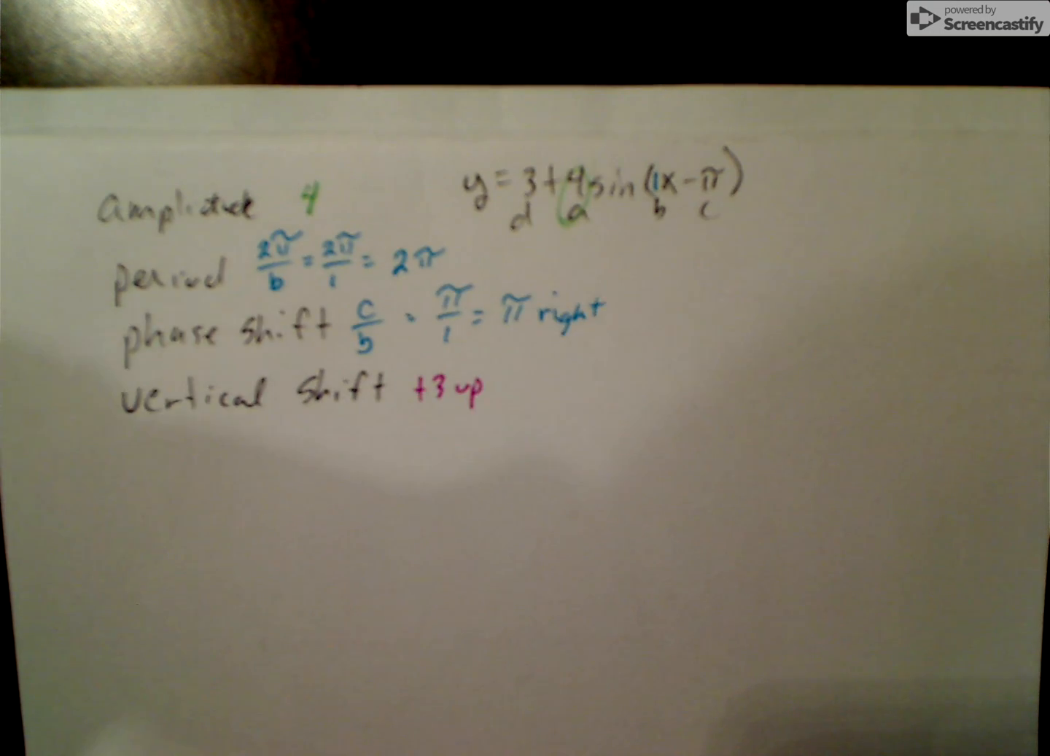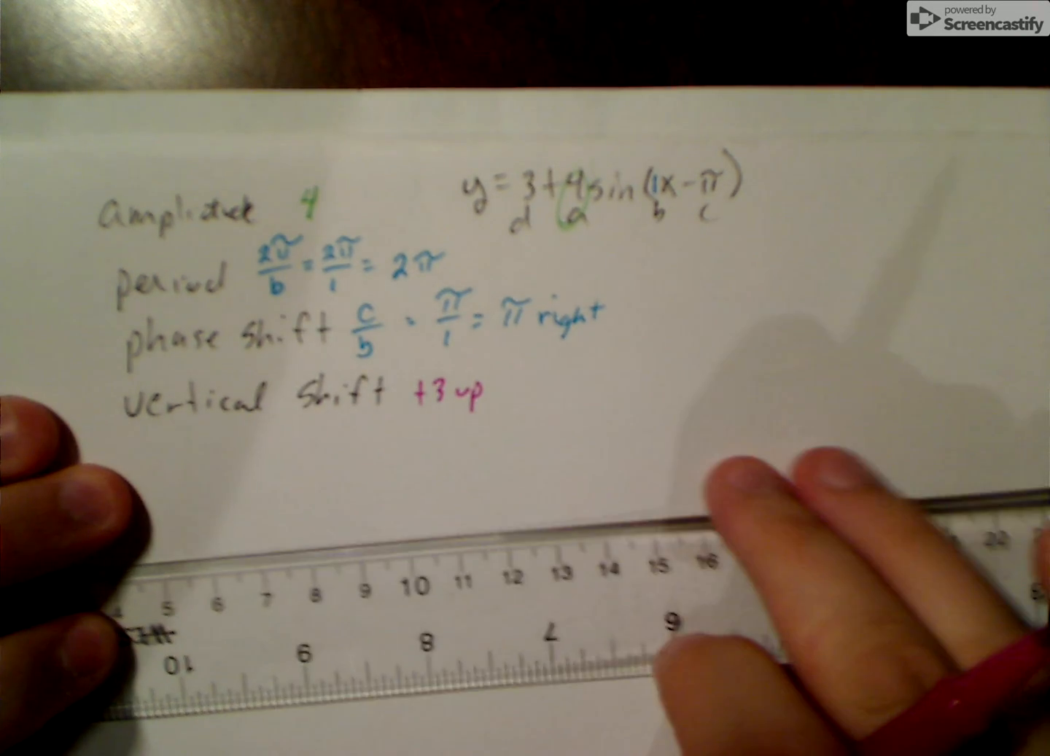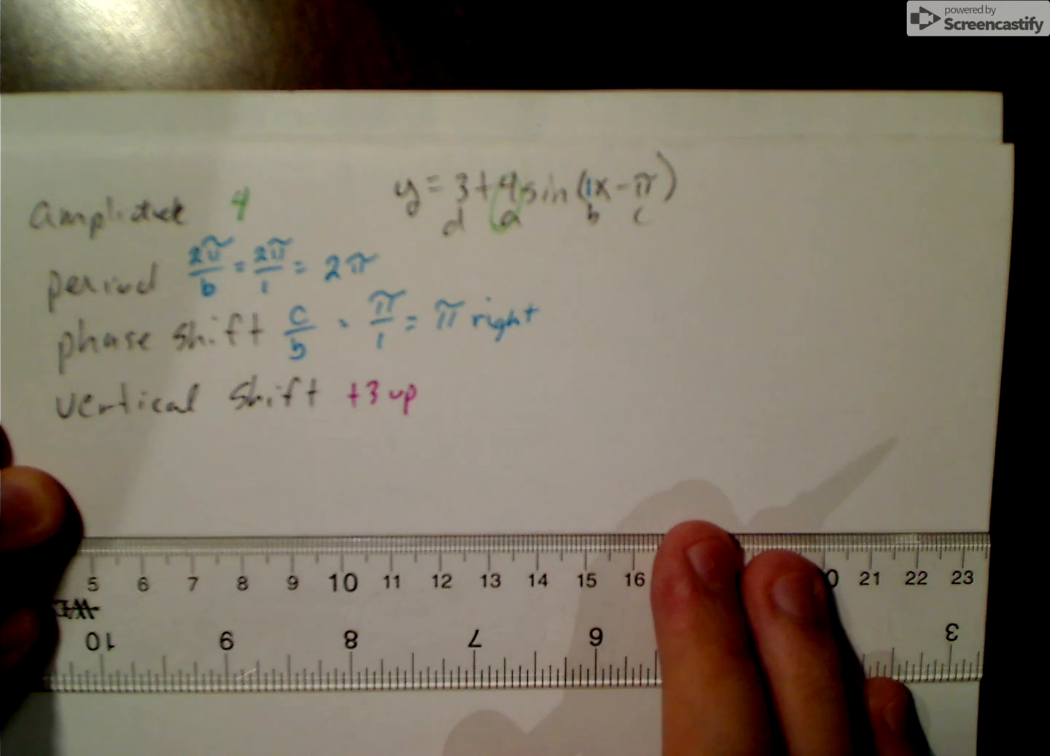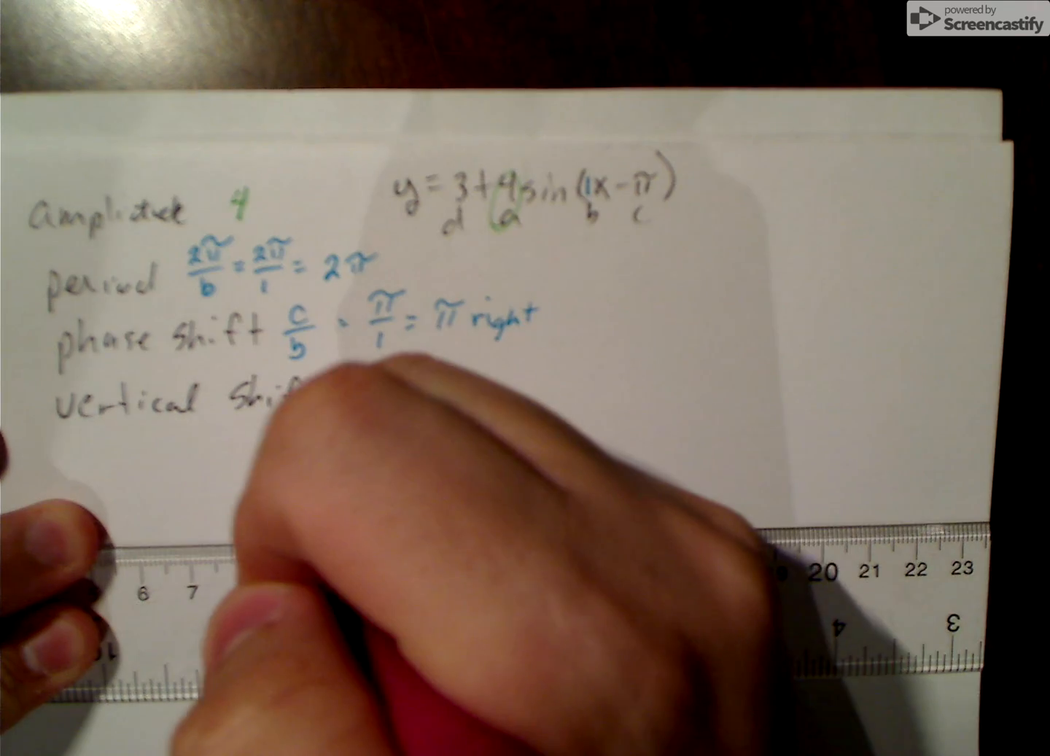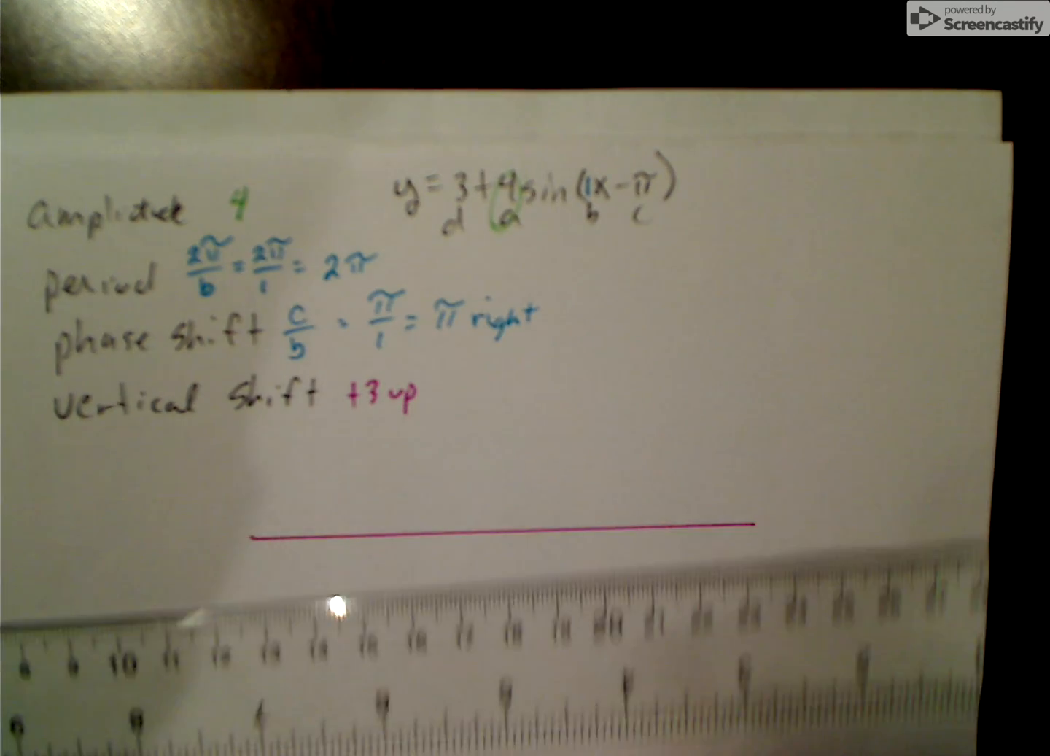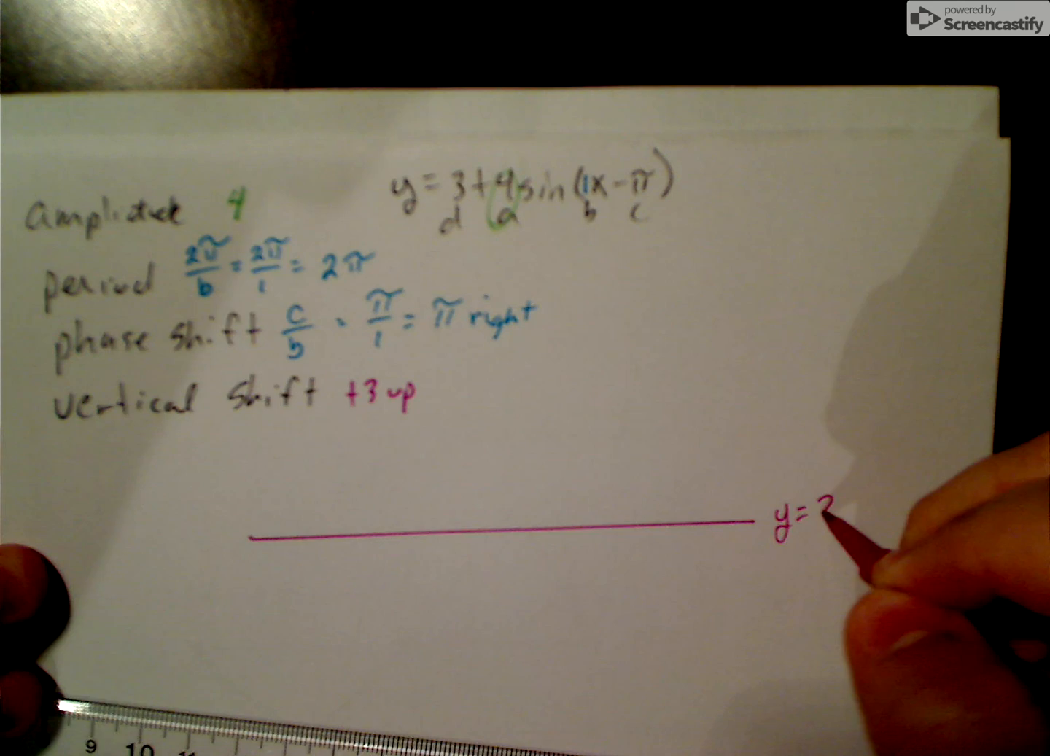I'm going to do it in a different way than you have seen me do it yet, but hopefully this helps some of you. The first thing I'm going to do is draw my vertical shift up, and I'm going to call this y equals 3.